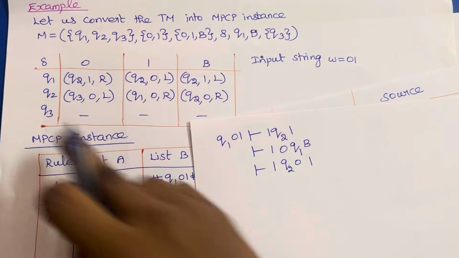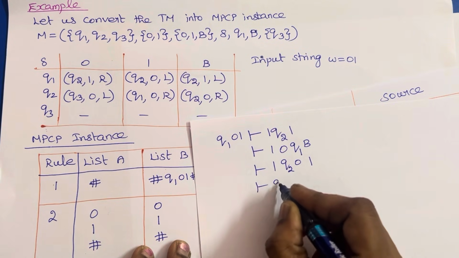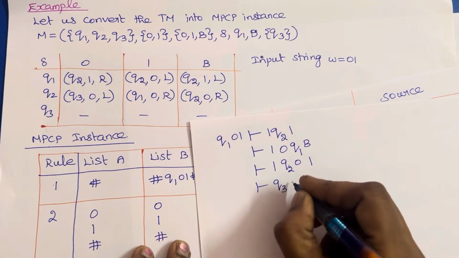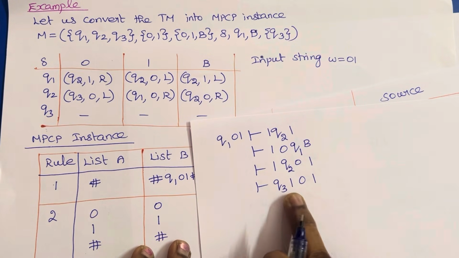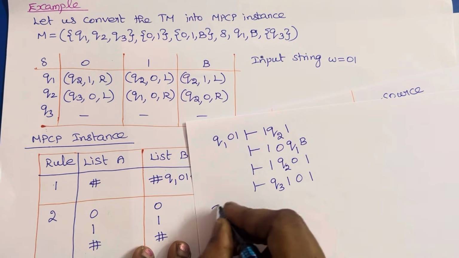Then Q2 and 0. Q2 0 means move is left move. State change to Q3. 0 no change. Here write 1, here also 1. Then Q3 and 1. Q3 and 1 undefined. So the Turing machine halts.